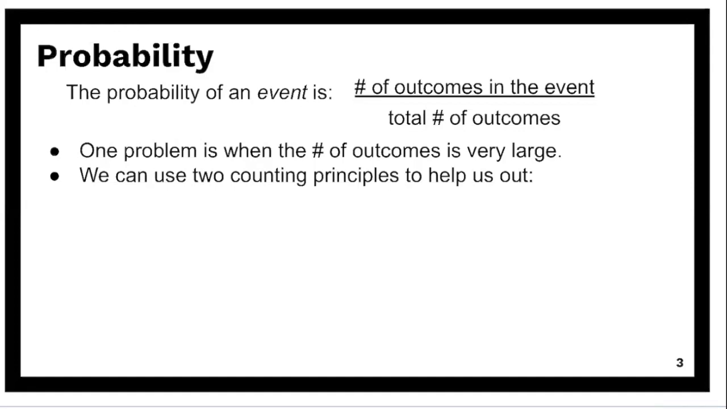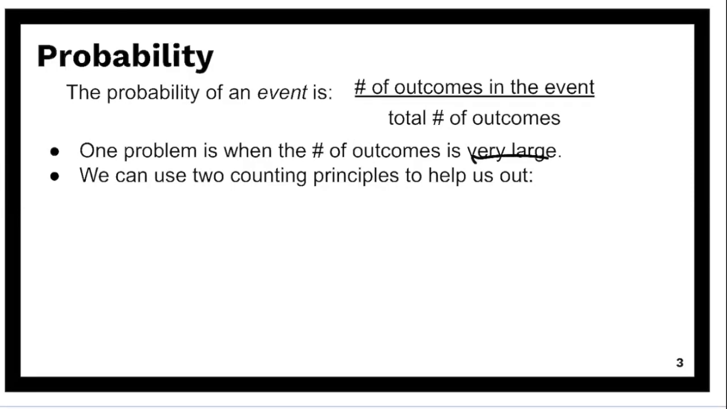In our last video, we found that we could find the probability of an event by taking the number of outcomes in that event and dividing by the total number of outcomes. And we counted rolling two dice. One problem is when the number of outcomes is very large. So we can use our counting principles to help us out.